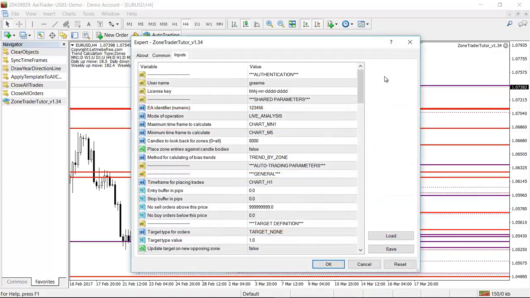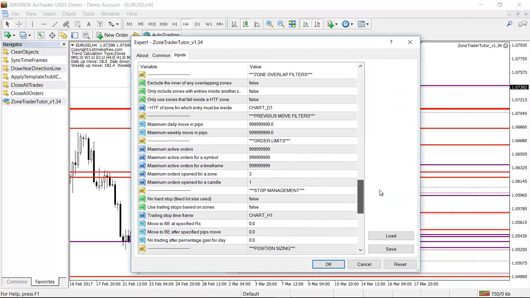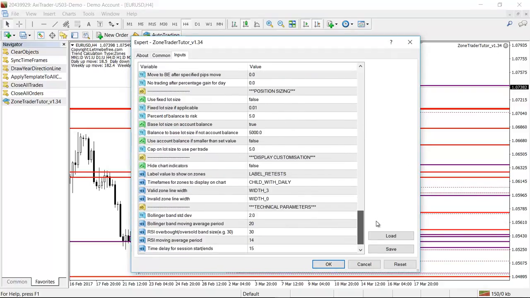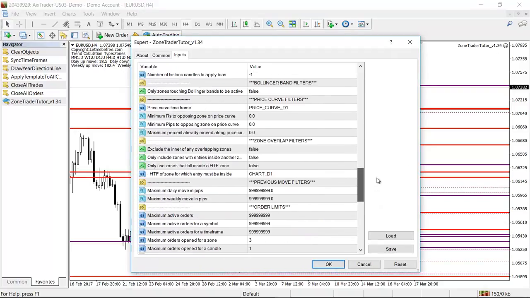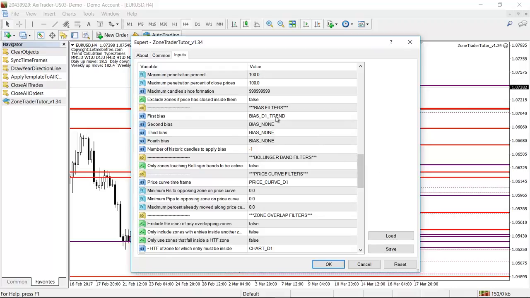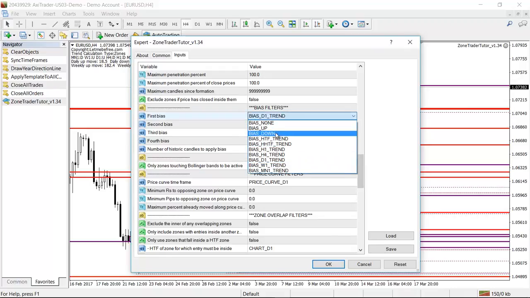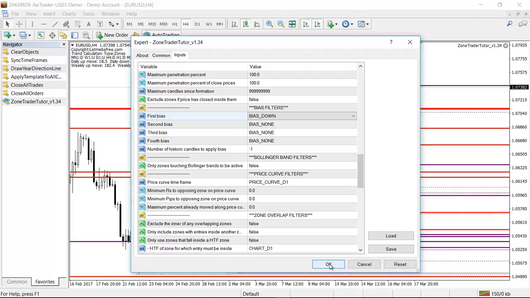So, like I said, we can change the bias settings according to how we think we might want to trade. If, for example, we've just looked at the chart, eyeballed it, we can just say, well, actually, we don't want to trade down on this chart for whatever reason. So we set bias down.